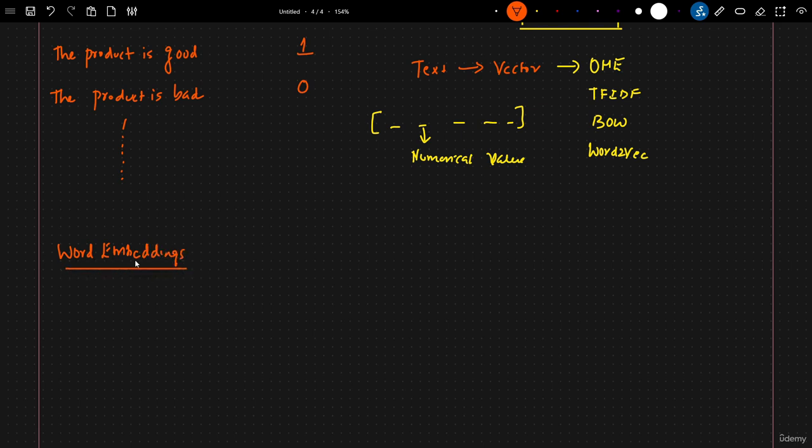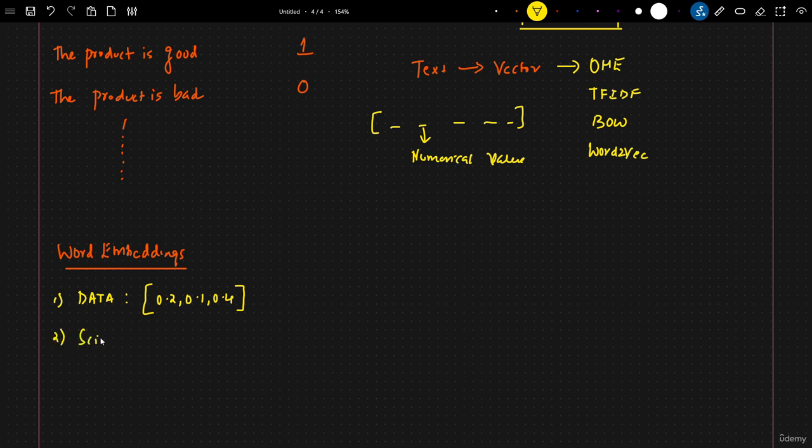Now in word embeddings, let's say I have a word called data. I need to convert this into vectors. Let's consider that we can represent this in numerical features. This data is represented in a 3-dimension vector.